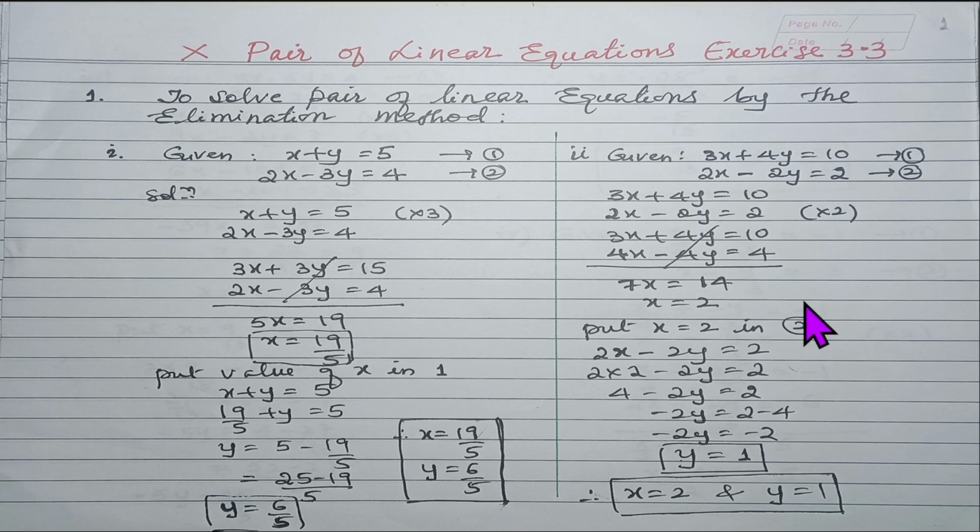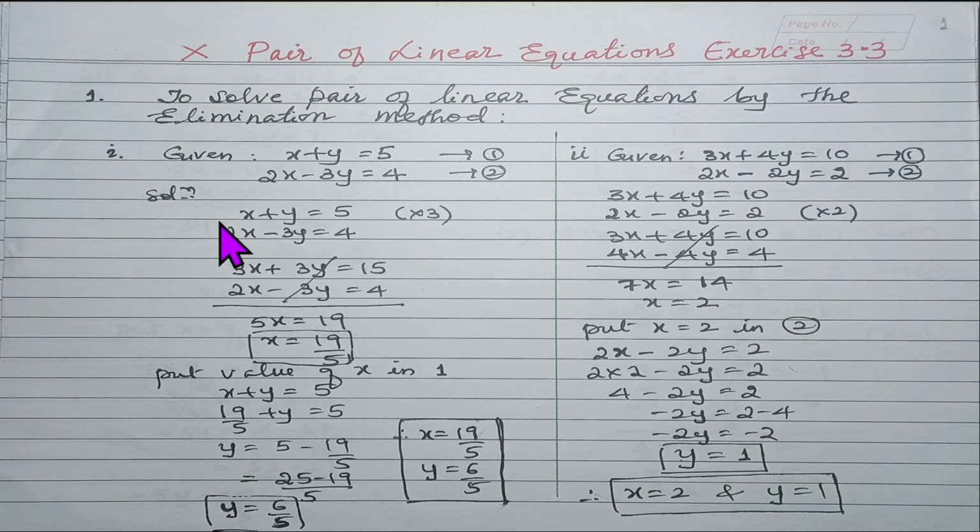So let us begin. Now the equations given to us are x plus y equal to 5 and 2x minus 3y equal to 4. Now we have to solve these two equations by elimination method. Now in elimination method, the important thing is that one of the variables should have the same coefficients. Now here I am trying to make the coefficients of variable y the same.